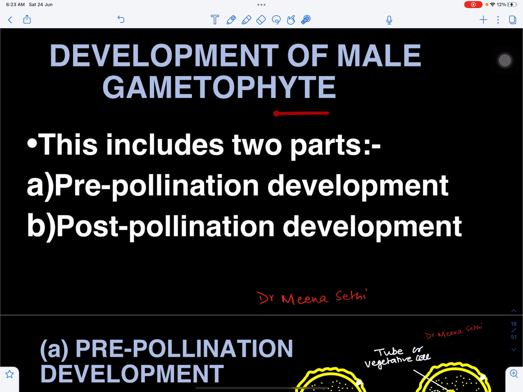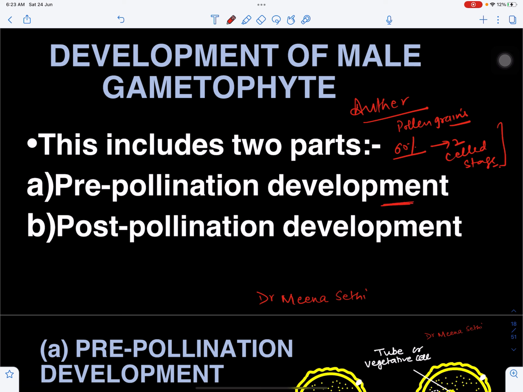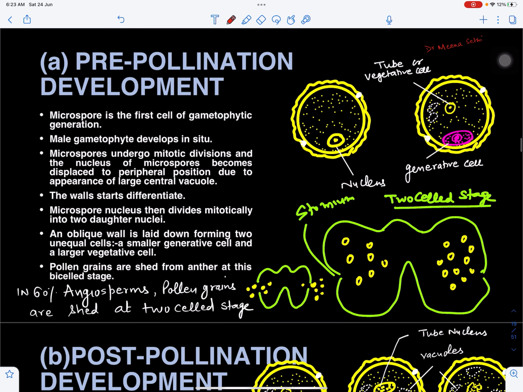Now, male gametophyte will develop from the pollen grain, like we discussed. There are two developments. One is pre-pollination development, I mean, when it is present inside the anther, dehiscence hasn't happened, right? In the anther, pollen grains are there. 60% of the species will liberate the pollen grain at two-celled stage. What is two-celled stage? That we'll discuss. So it is called pre-pollination development. And when pollen grains have been released and have reached the stigma, then it is called post-pollination development. So first we'll discuss pre-pollination development.